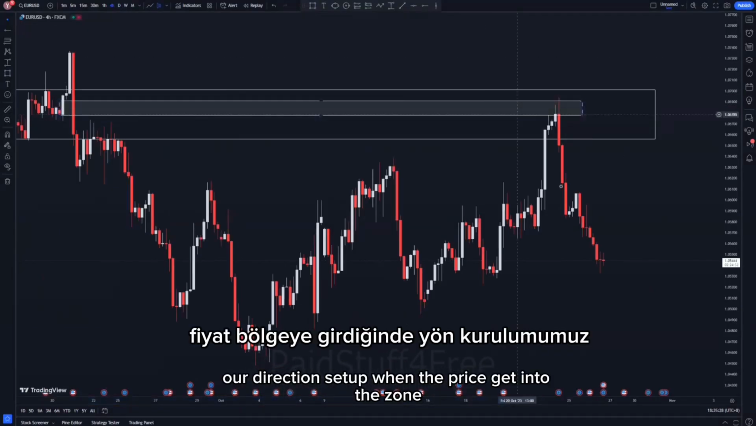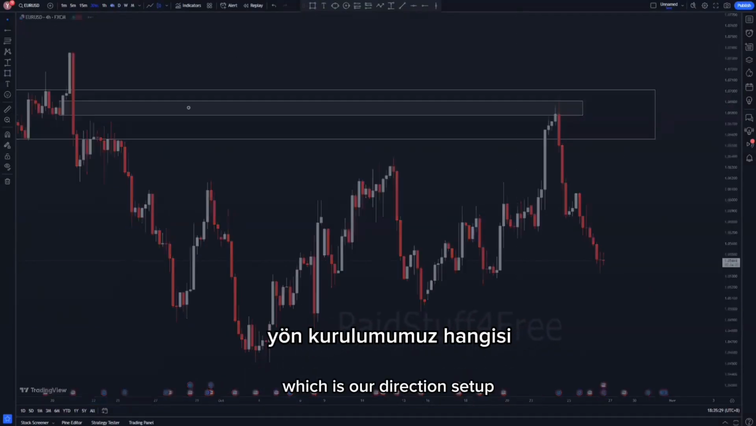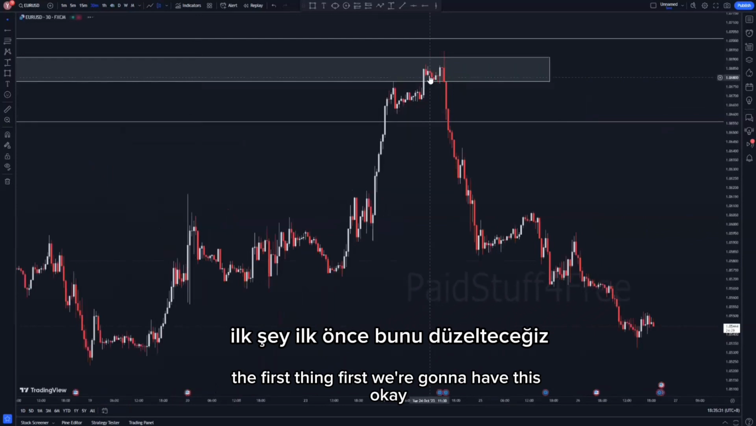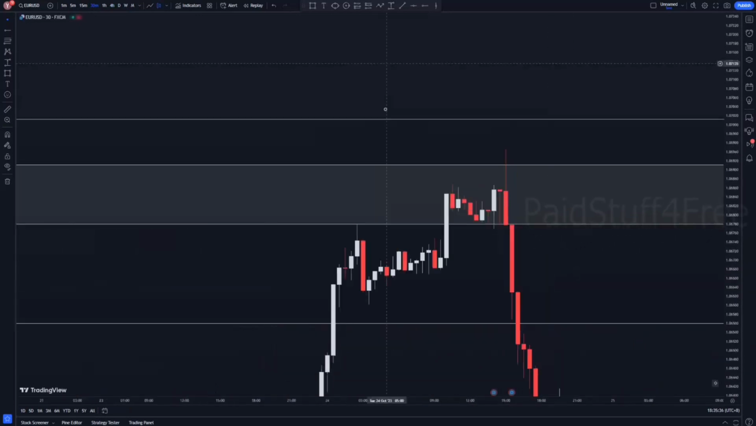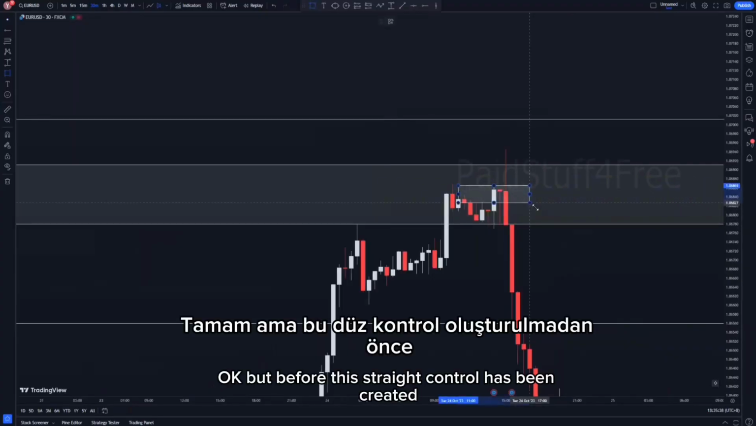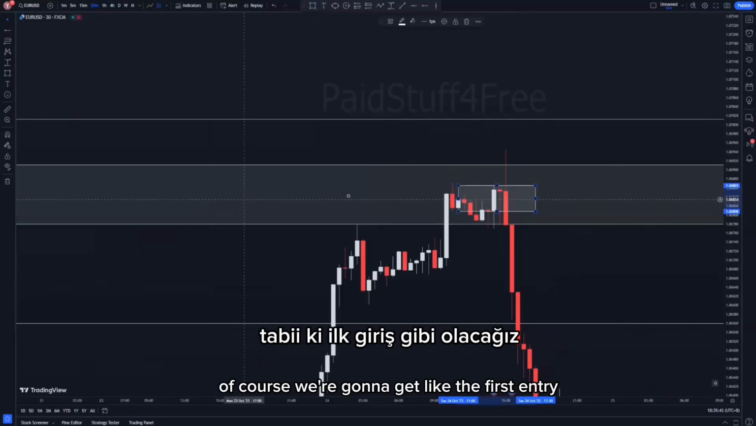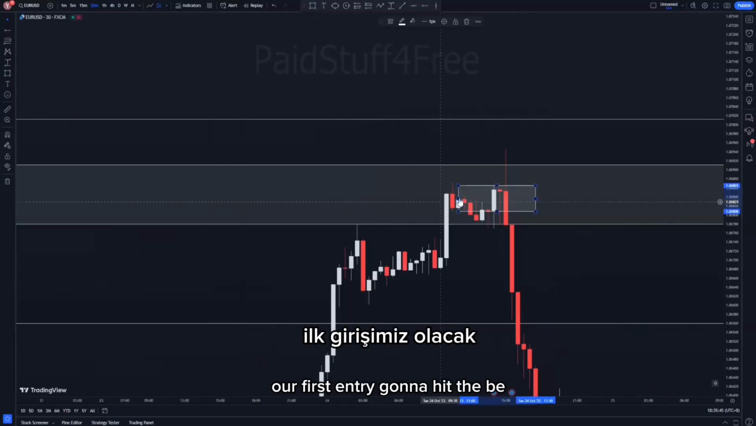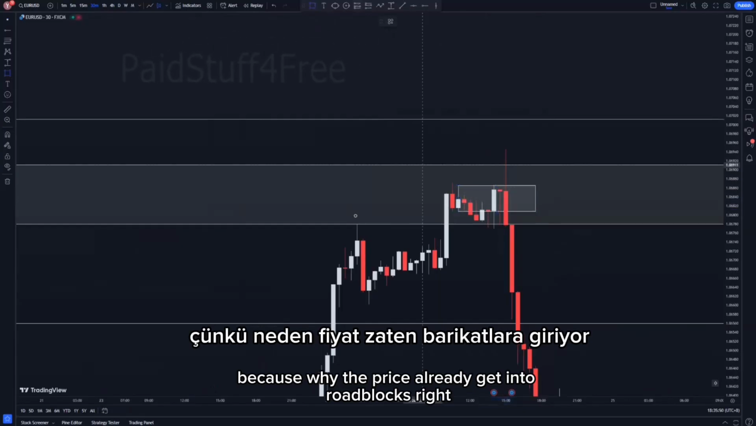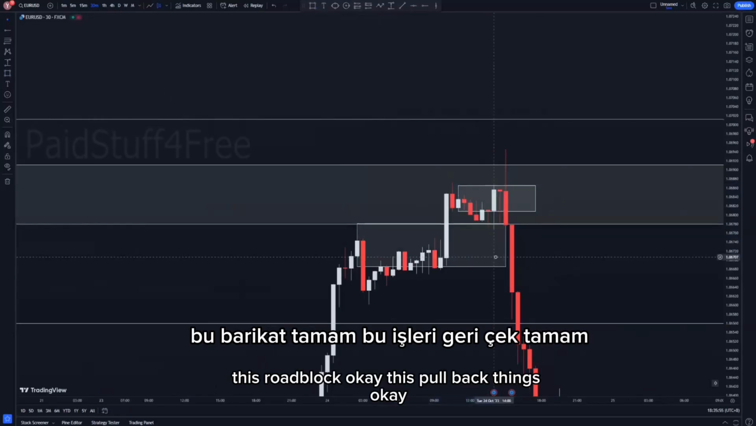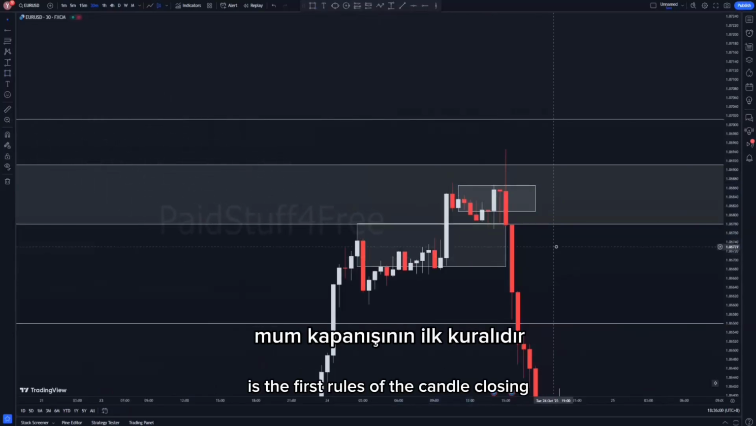Our direction setup. When the price gets into the zone, which is our direction setup, what do we need to look for? The first thing first, we're gonna have this. But before this trade control has been created, of course, we're gonna get the first entry. But if you look over here, our first entry is gonna hit the BE or something like that, because the price already got into roadblocks, right? So this roadblock, this pullback thing, is the first rule of the candle closing.